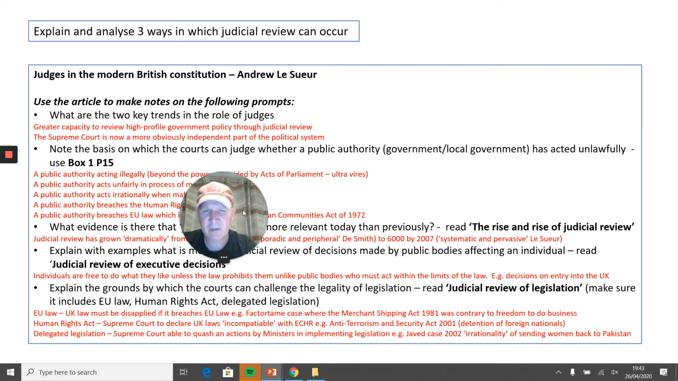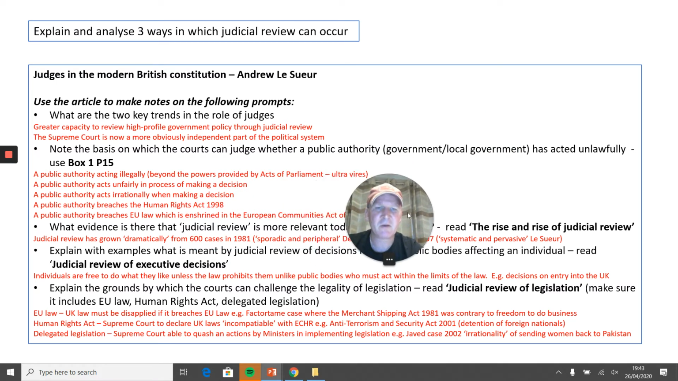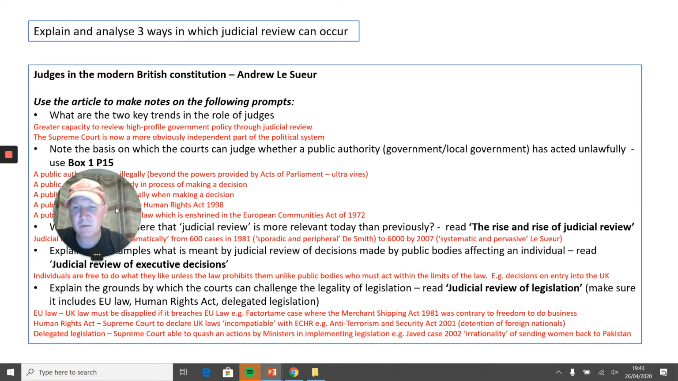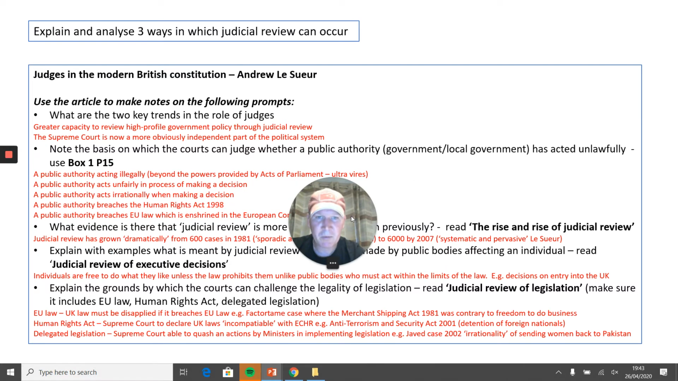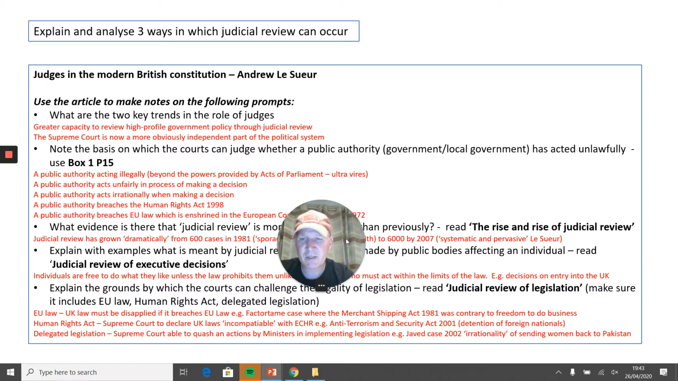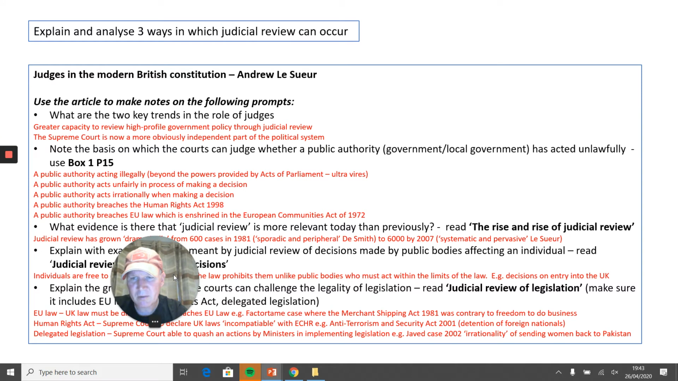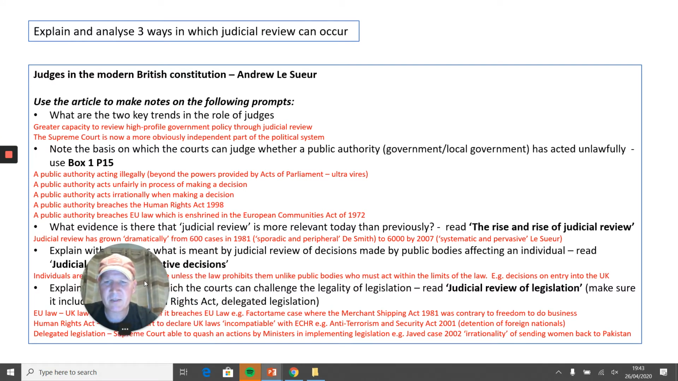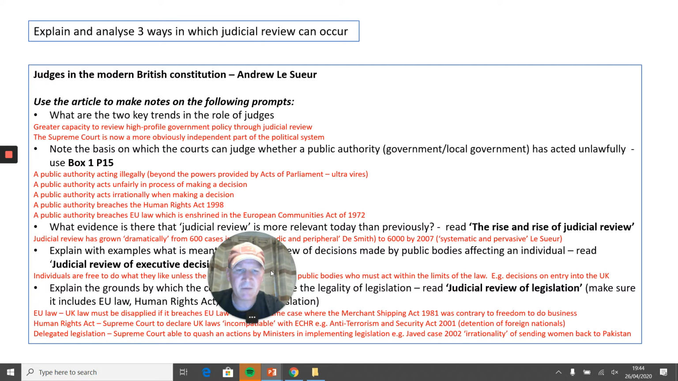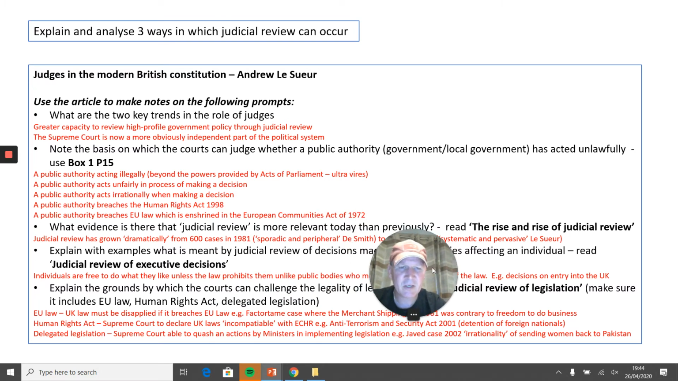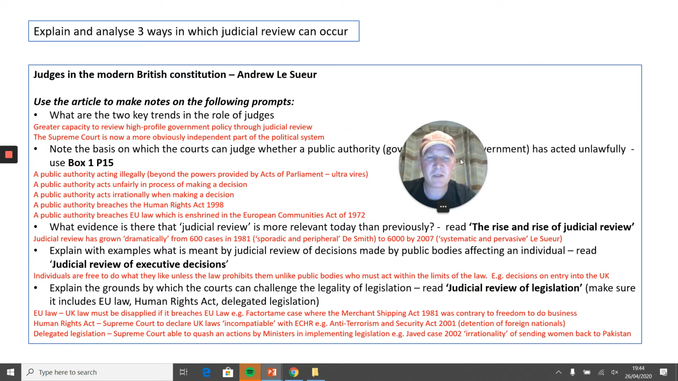These are based around the fact that public bodies, such as the government, must act within the limits of the law. Individuals are free to do what they like. Public bodies must do what they're legally allowed to do. If not, the Supreme Court can use judicial review. Also, their actions must sit within EU law, the Human Rights Act, or if they're using delegated legislation, it must also be legal. And if they go beyond that, as shown in the Javid case, that can be struck down by the court as well.